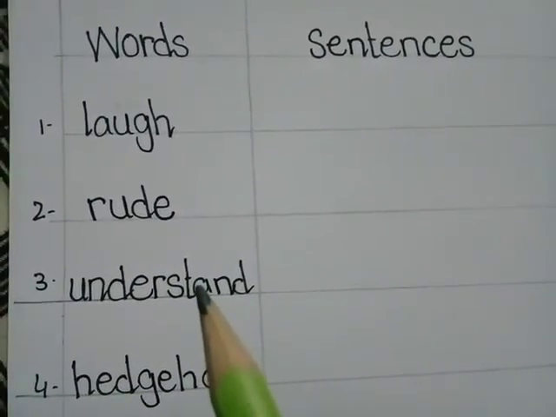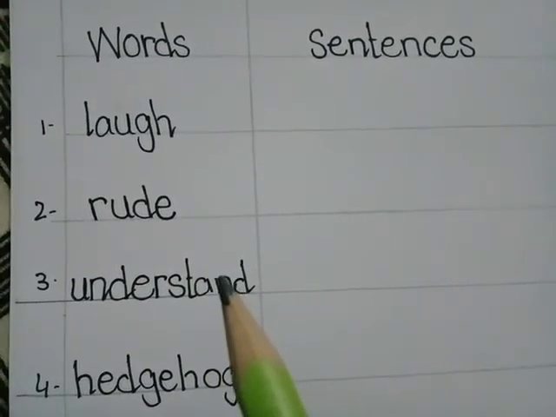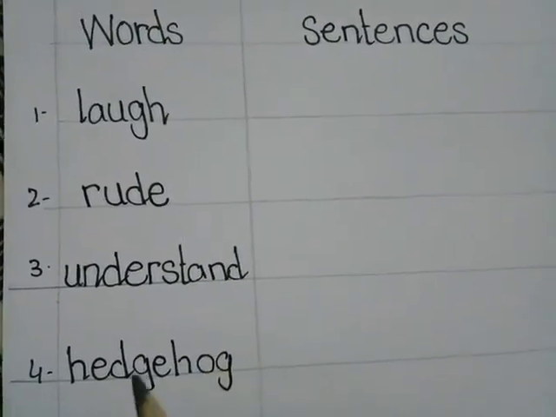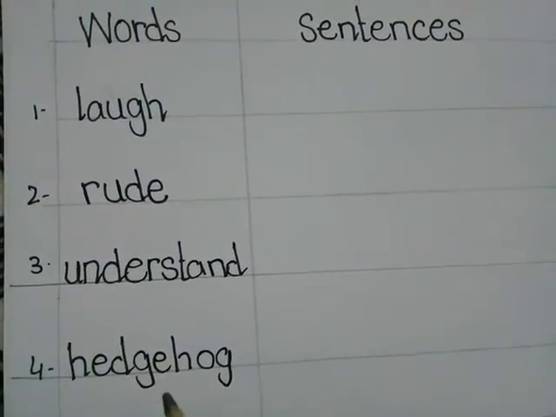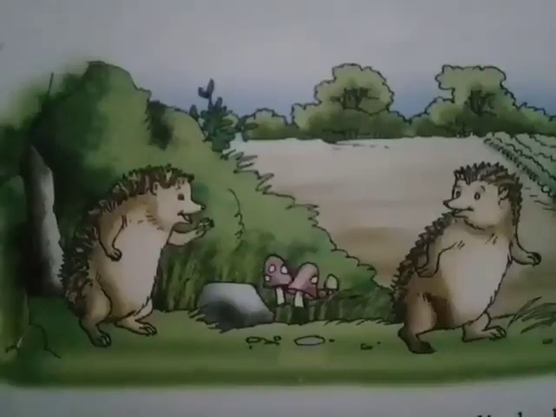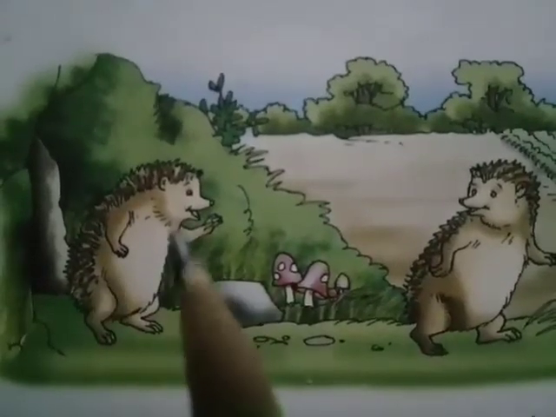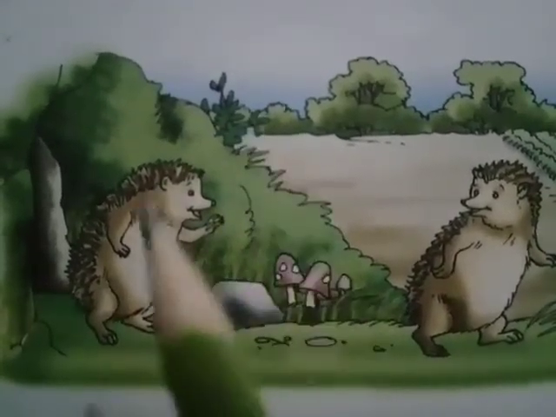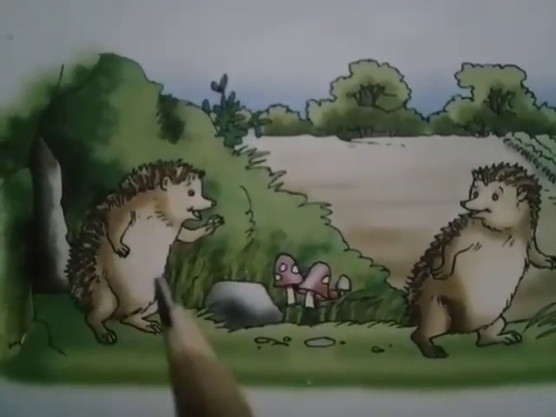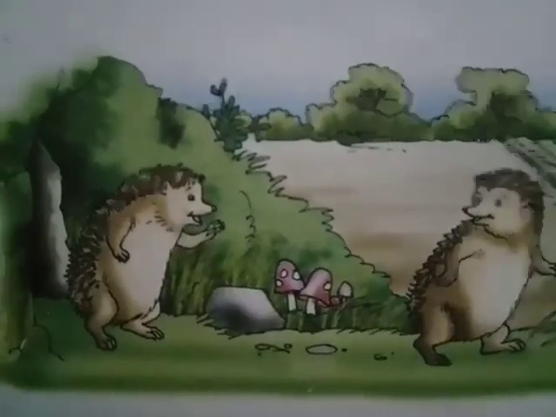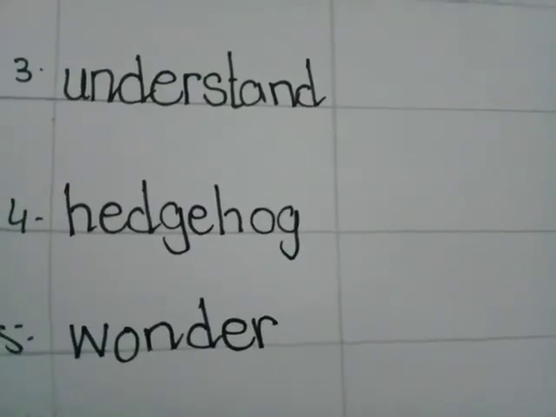Third word is understand. And what is the meaning of understand? Understand means to know or realize something. Fourth word is hedgehog. Dear students, I have explained you hedgehog means a small mammal with a spiny coat and short legs is called hedgehog. Now next word is wonder. And wonder means surprise.